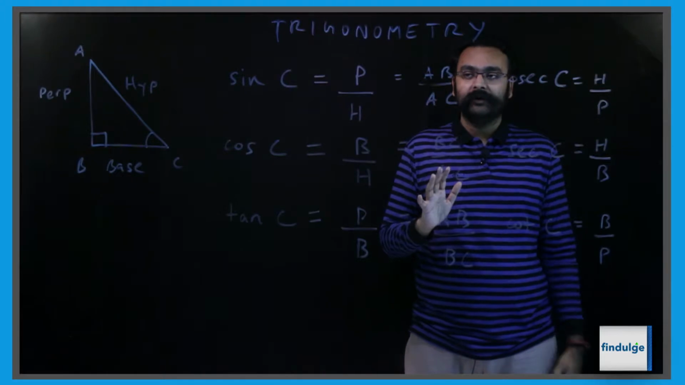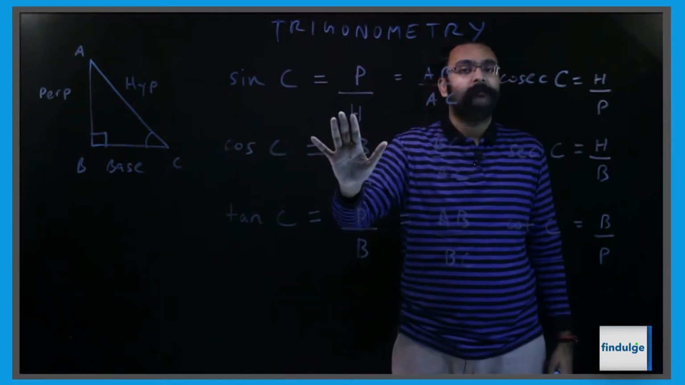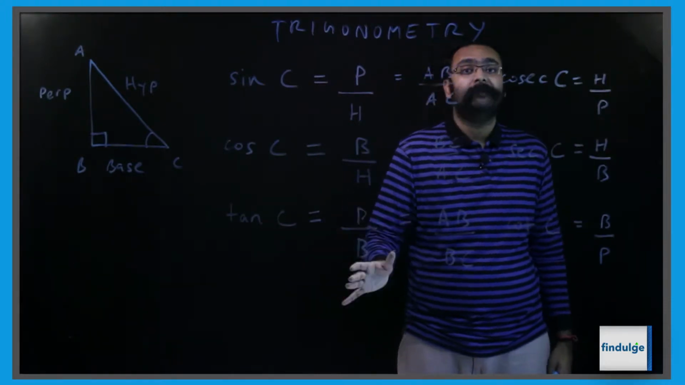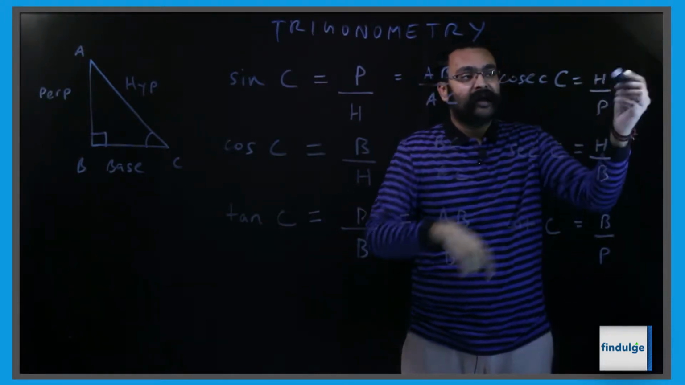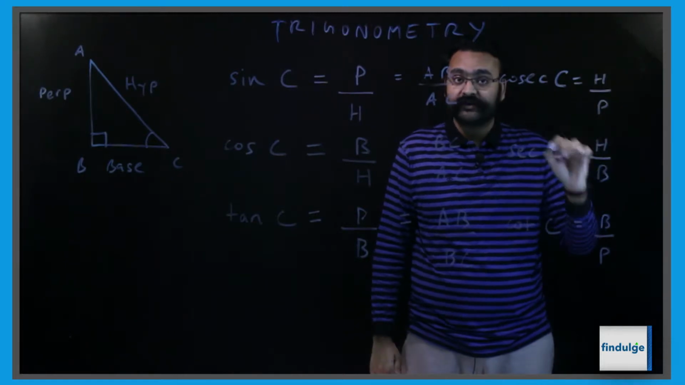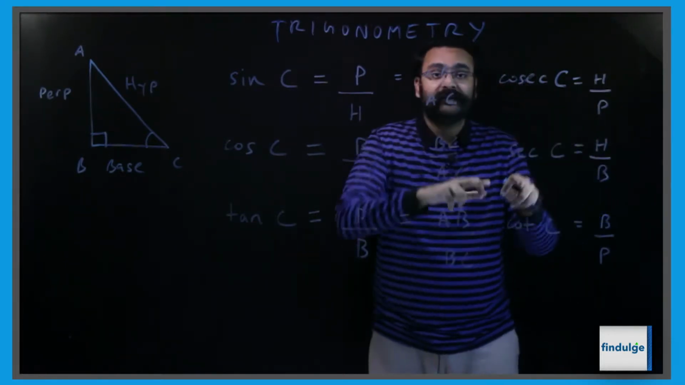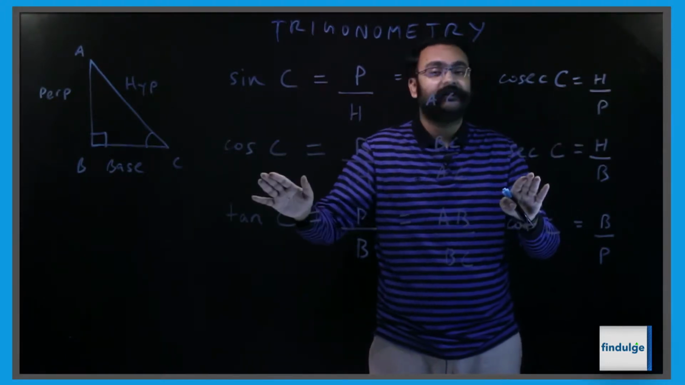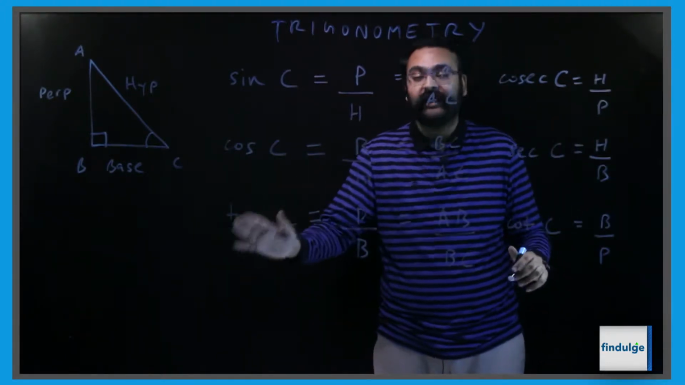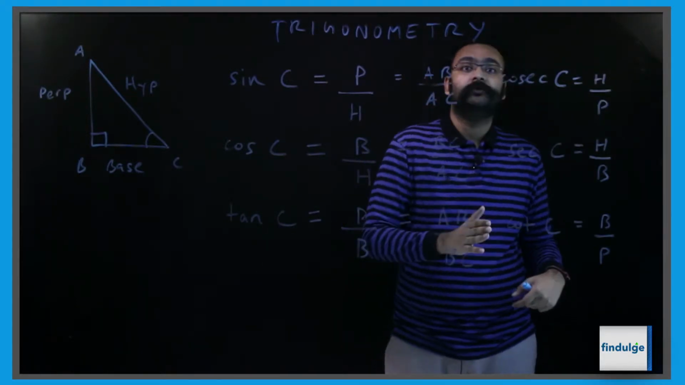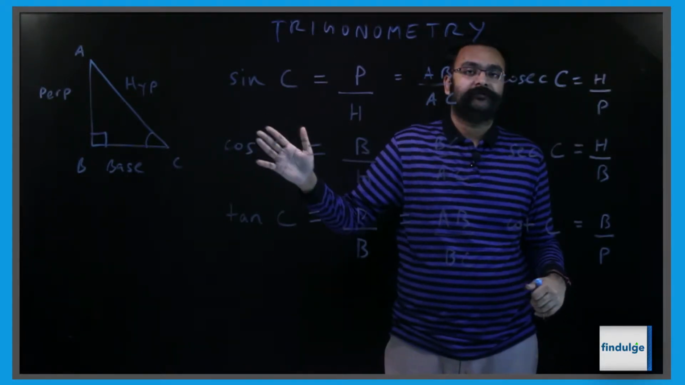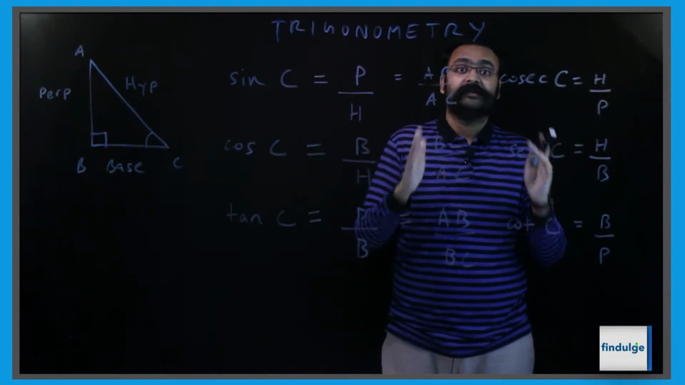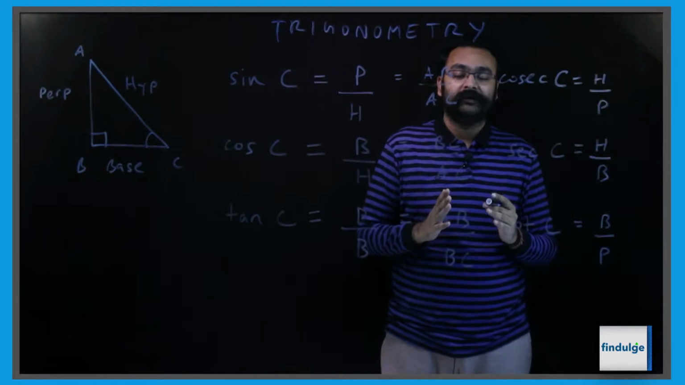All you need to remember, sine is P by H, cos B by H, tan P by B, cosec H by P, or inverse of sine. So that's why I've written them like this. Cosec is connected to sine, sec is connected to cos, and cot is connected to tan. Never confuse what they are the inverse of. If you keep these things in mind, this is the most basic part of the chapter and has to be clear.